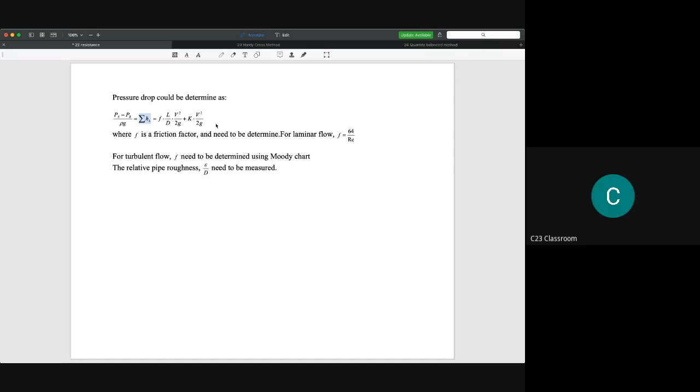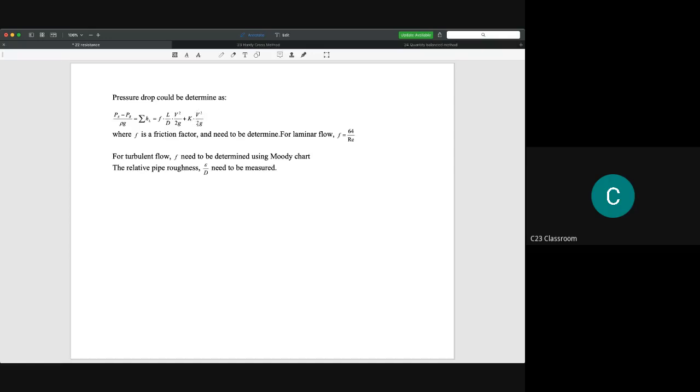Then we need to discuss the losses here. As we learned previously, losses consist of major loss and minor loss. Major loss is f L over D times V squared over 2g, and minor loss is K V squared over 2g.